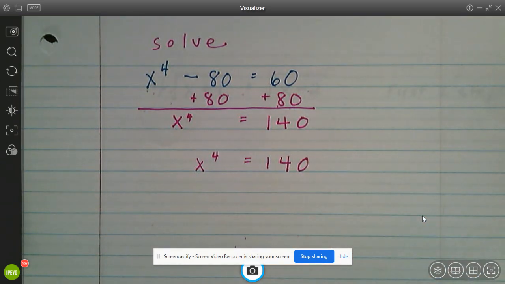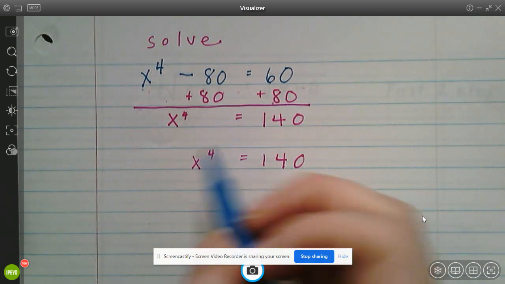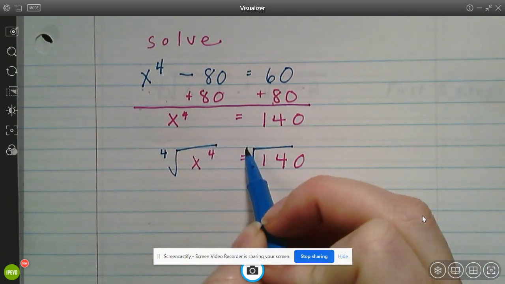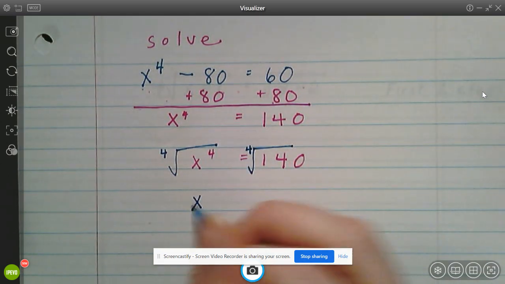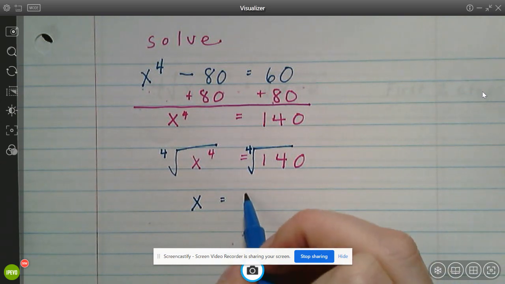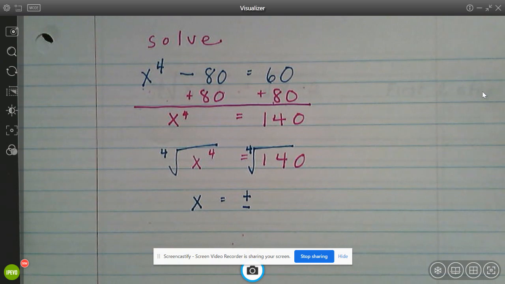I need to get rid of that to the fourth power. I need to get rid of this exponent of 4. And to undo that, we're going to take the fourth root of both sides. This is now where you're going to need Desmos. So this gives us x by itself. Now, if you notice, we have a fourth root. So that means our answer is going to be a plus version of it and a minus version of it, just like when we had square roots, we had a plus version and a minus version.